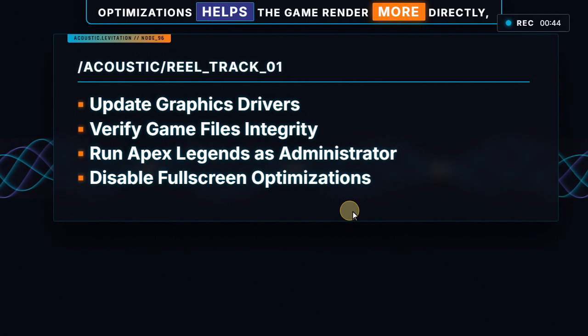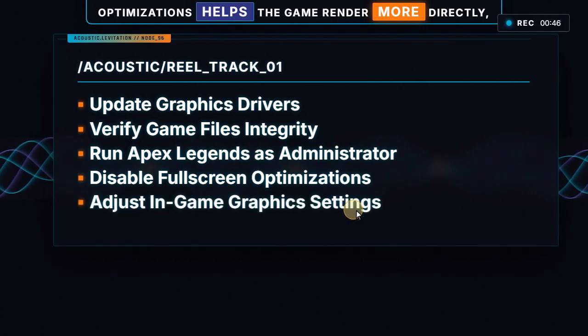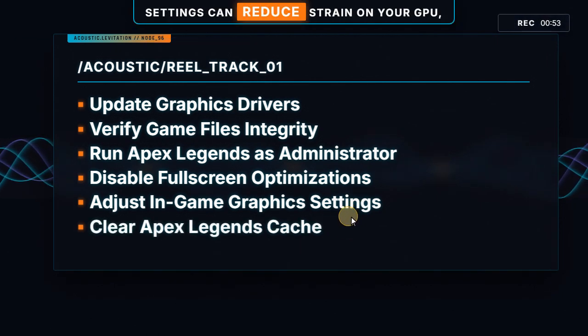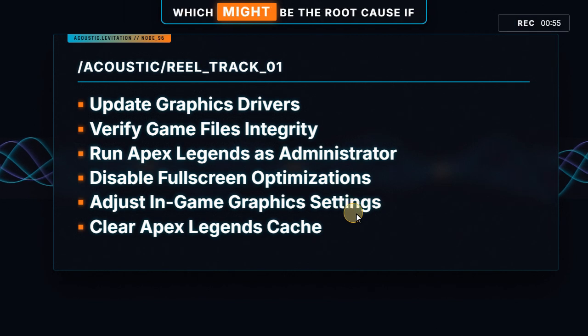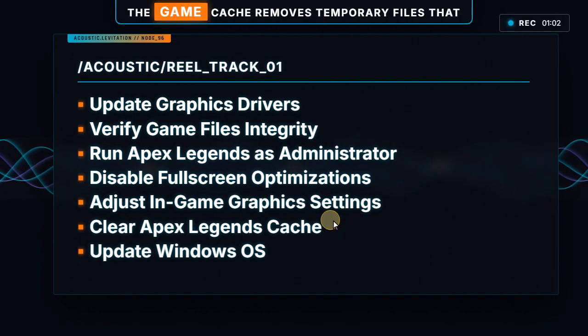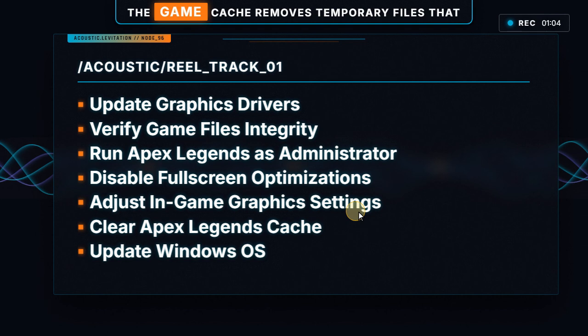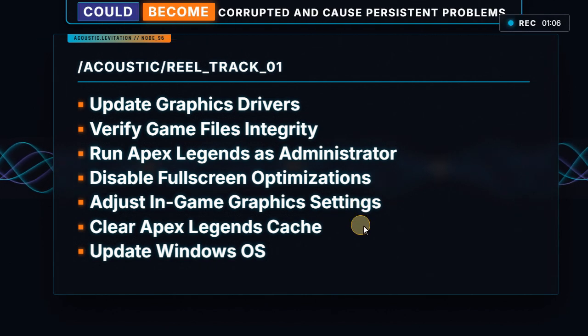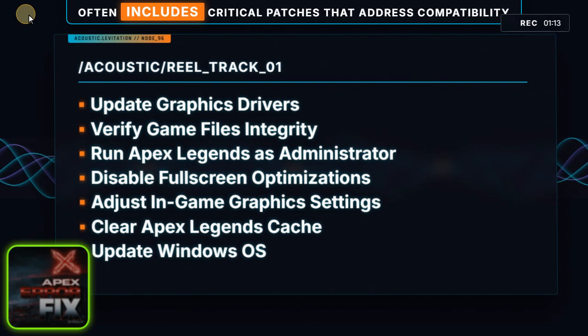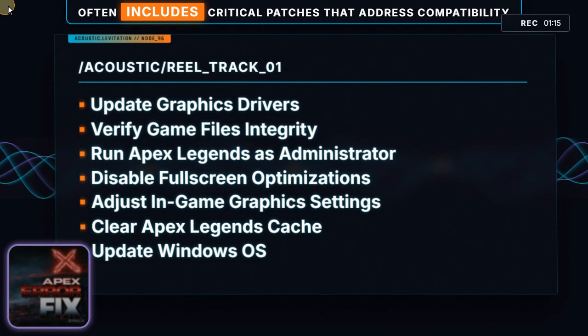Disabling full-screen optimizations helps the game render more directly, bypassing potential Windows interference. Adjusting in-game graphics settings can reduce strain on your GPU, which might be the root cause if the error stems from hardware limitations. Clearing the game cache removes temporary files that could become corrupted and cause persistent problems. Finally, ensuring your Windows OS is up to date often includes critical patches that address compatibility issues.